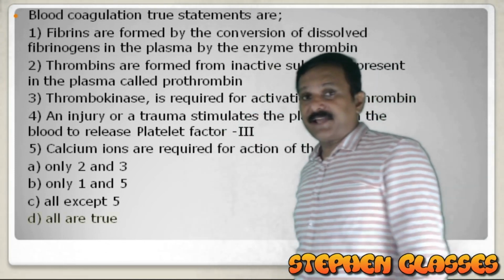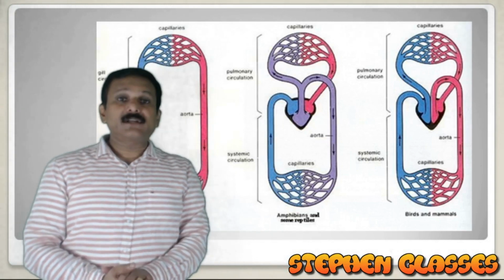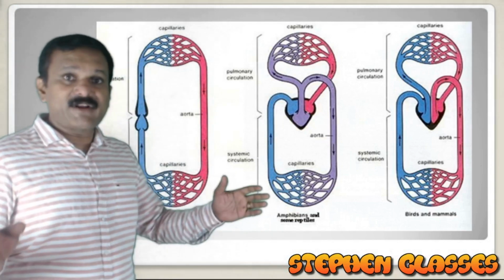Okay, we move to our next question now. So we have the next question. It is on the type of circulation present in different vertebrates.